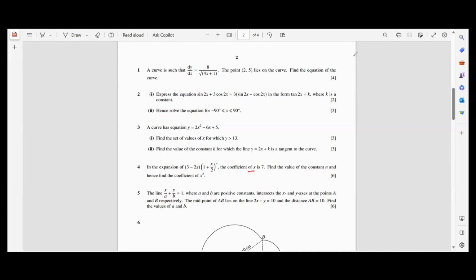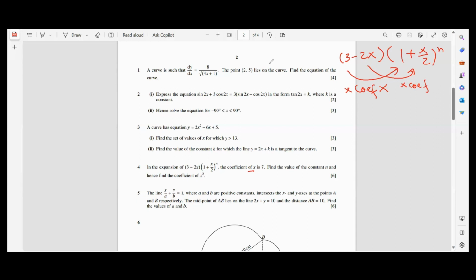So it means when we multiply (3 minus 2x) with (1 plus x over 2) to the power of n, the 3 must be multiplied with the coefficient of x, and then this minus 2x, when multiplied inside, must be multiplied with the term with no coefficient, the constant term.